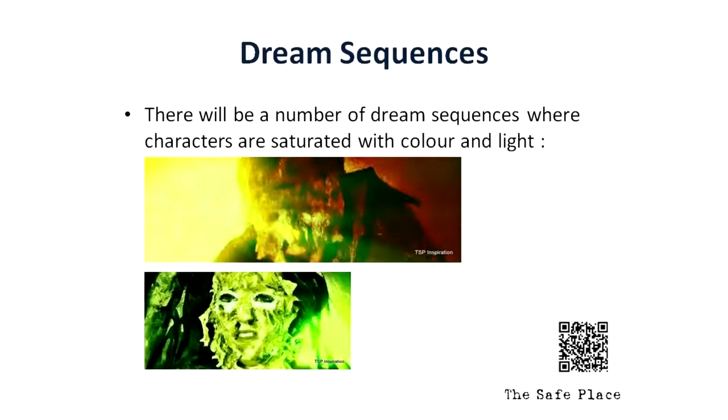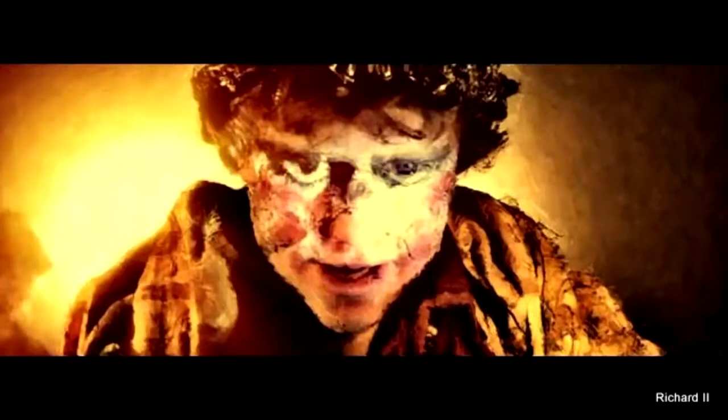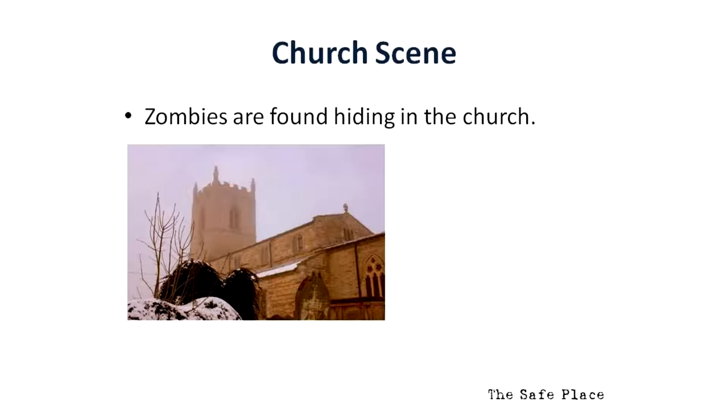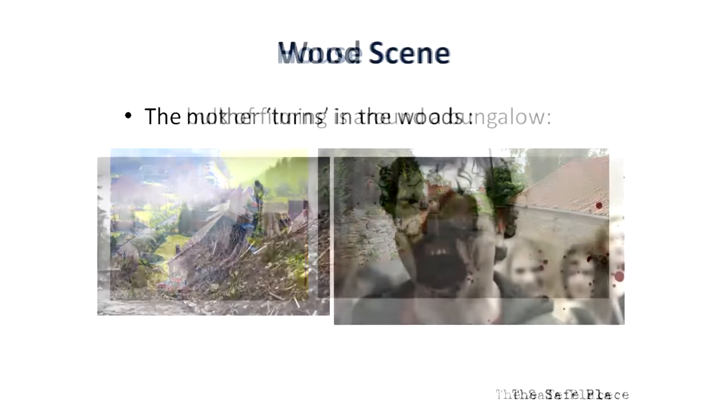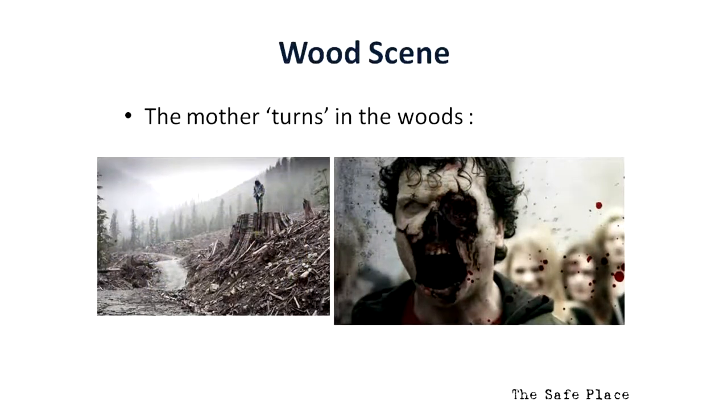There's a number of dream sequences where the main character, the female Julianne, dreams about both her husband, who she's killed, and her small son who she left behind, and they come back in the form of very colourful, saturated, obscure, abstract characters. There are scenes filmed within a church where zombies are found huddled in one corner. The bulk of the filming is around a bungalow, a safe place, the house. And then there's an end scene in the woods where the mother realizes that she's turning into one of these characters. She jumps in the car, she flees to a wooded area, she manacles herself down to a tree stump and ultimately takes her own life.